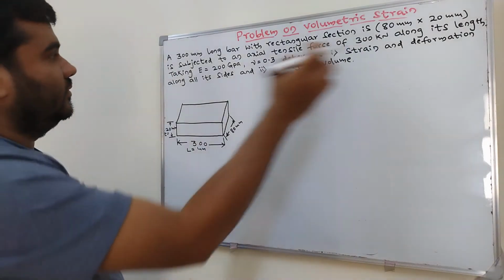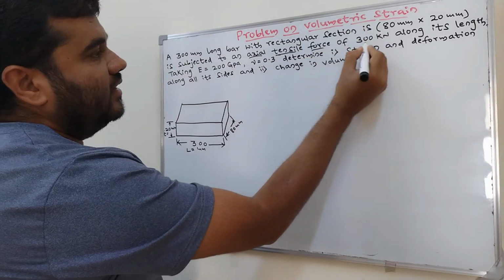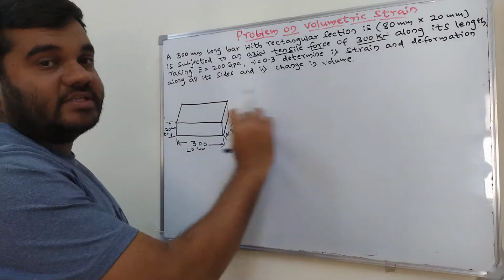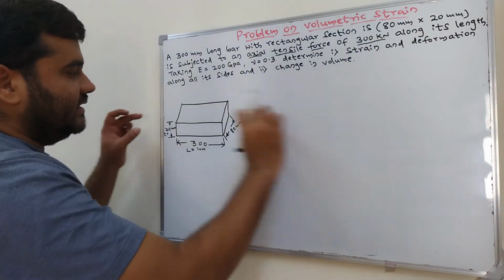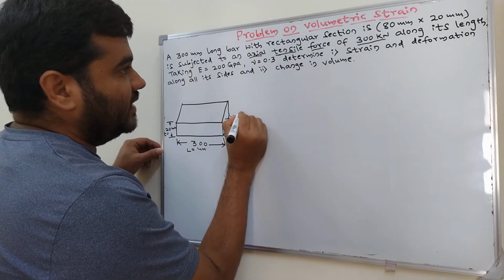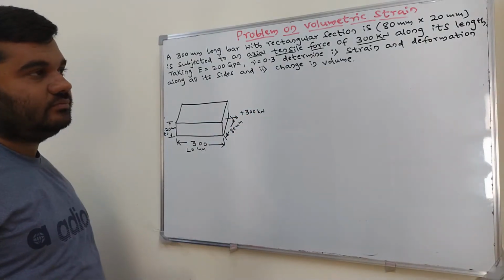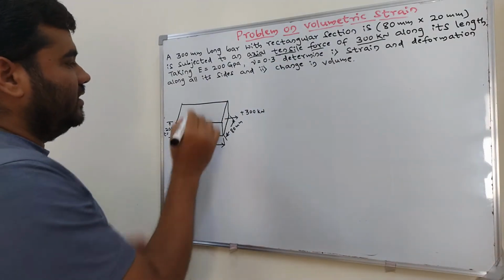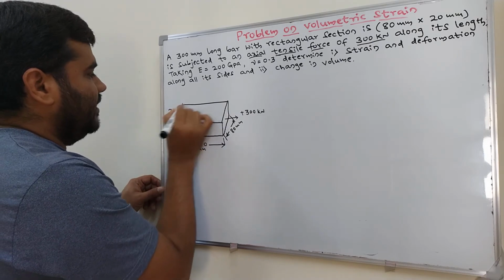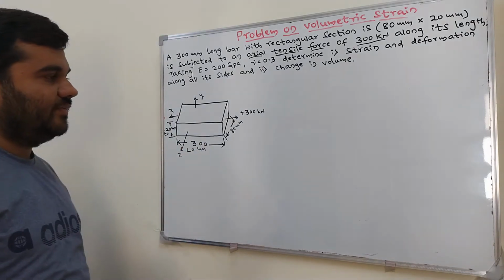It is subjected to an axial tensile force of 300 kilonewton along its length. This is length, so it is subjected to an axial tensile load of plus 300 kilonewton along its length. Just I'll draw this one. This axis is X, this is Y, and this one is Z direction.